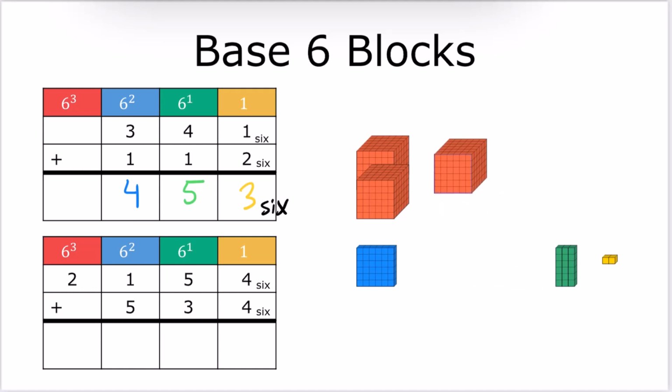And so when I add these numbers together, I end up with 3 of my 6 cubed or 216 blocks. I have 1 plate of 6 squared or 36. And then I have 3 6 rods and 2 of my unit blocks. So my answer, when I add 2154 base 6 to 534 base 6, it would be 3132 base 6. And that would be my answer for that problem.